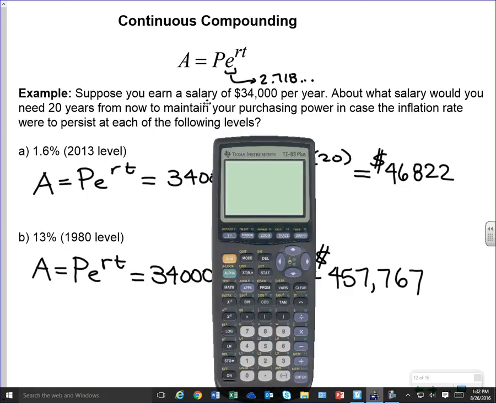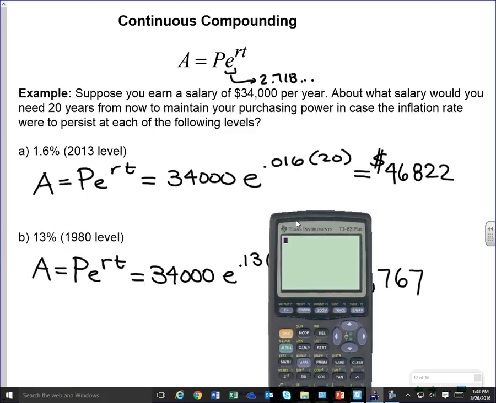So suppose you earn a salary of $34,000 per year. About what salary would you need 20 years from now to maintain your purchasing power in case the inflation rate were to persist at each of the following levels? So it's saying based on certain inflation rates, how much would we need to make in 20 years to feel like we're making the same amount we do now? Because if inflation continues to go up, we're going to assume that in the future we would need to make more money than we would now. Like they'll look back and say, oh, 100 years ago, this house cost $3,000, but in today's money, that's like $300,000 or whatever. So it's just looking at the difference in values over time.